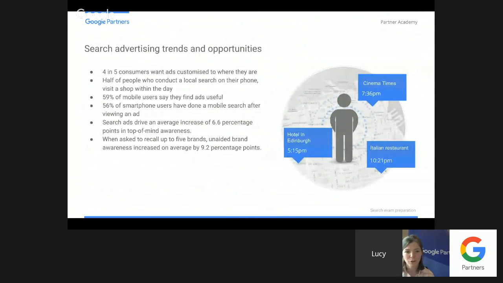So a few trends to talk about. 4 in 5 consumers want ads customized to where they are. If you think about yourself when you're using your smartphone, it's really helpful to get ads for things that are around where you're based. If you're like me and based in Scotland, rather than seeing ads for all the big businesses in London, it's much more useful if I can find out if something is local to me. That's something Google would encourage us to think about when making decisions for our clients: how do we make sure that we are reaching the right people in the right place.